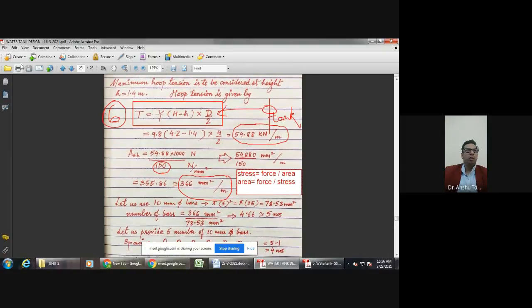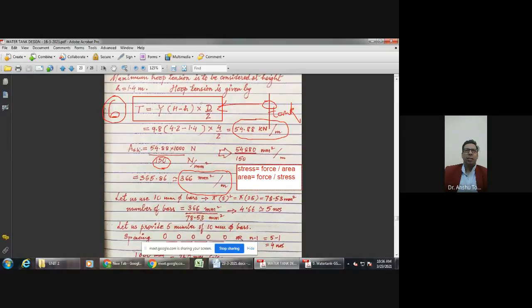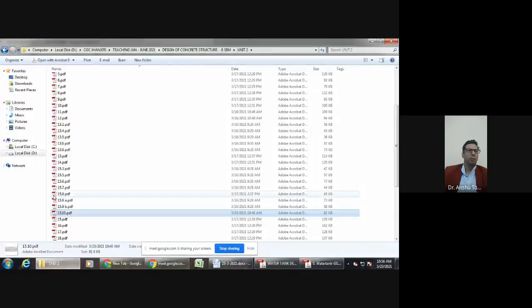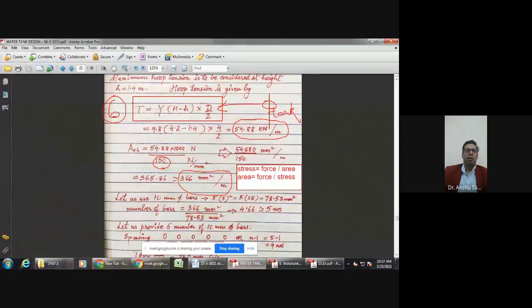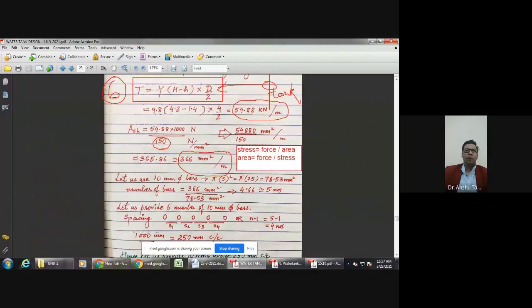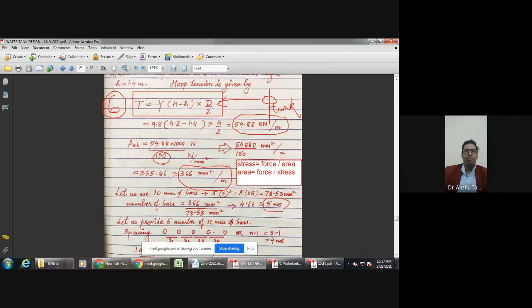Now, what diameter of bar did we take earlier for the lower depth? The reinforcement we provided there is 10 mm diameter, so we will take 10 mm diameter bars here also. If you take a 10 mm diameter bar which has 78.53 mm square area of one bar, and you divide 366 mm square by 78.53 mm square, you will get the number of bars as 5 numbers. For 5 numbers, what is going to be the spacing? Tell me quickly.